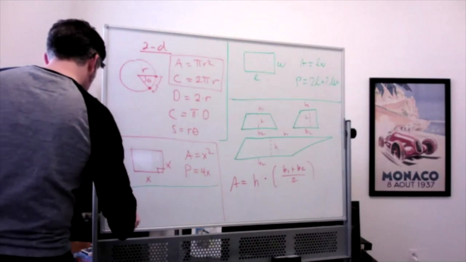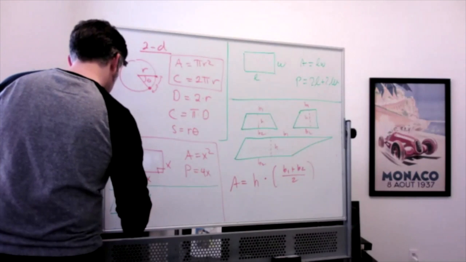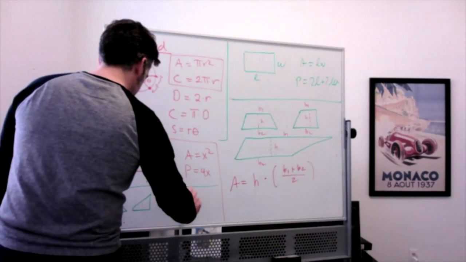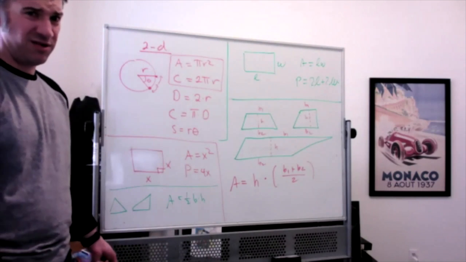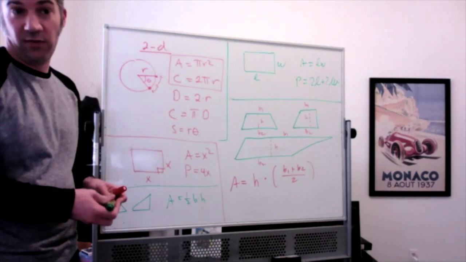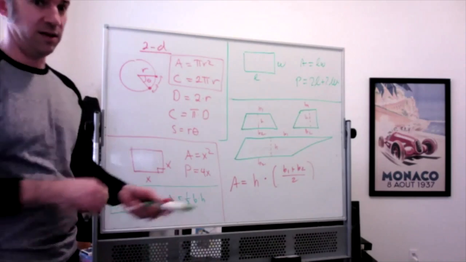Triangles. They don't have to be equilateral. They can be kind of anything. Area is 1/2 base times height. Perimeter is just you add this. So there's no nice formula for perimeter. You just add the sides together. There are some wacky triangle formulas, but that's the one that you should know.